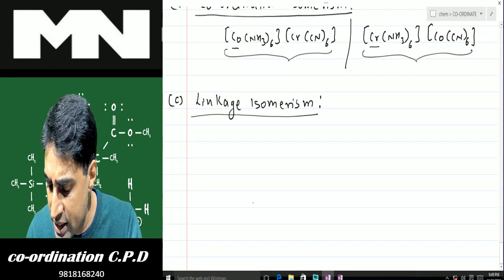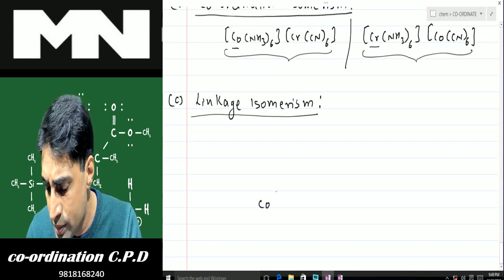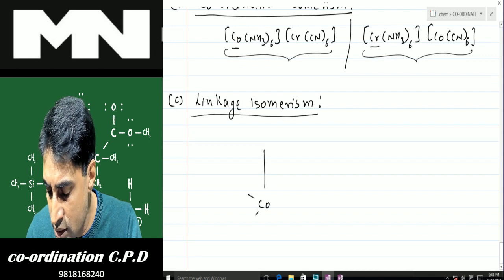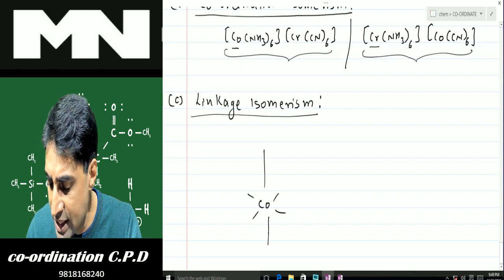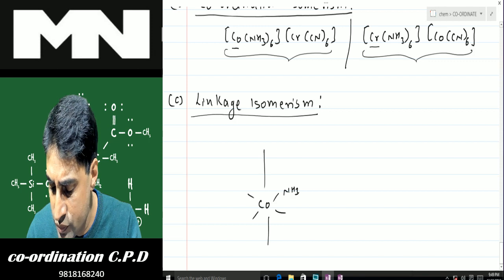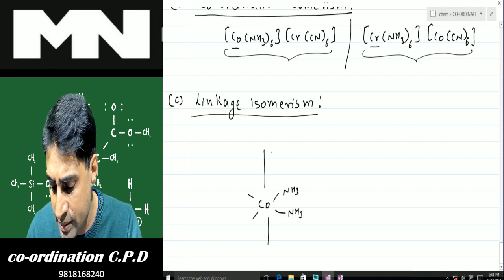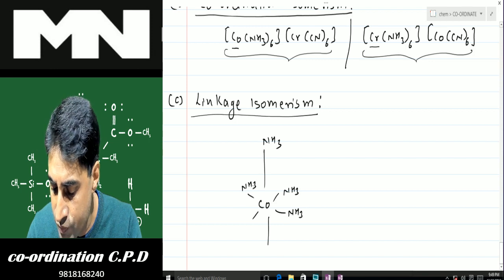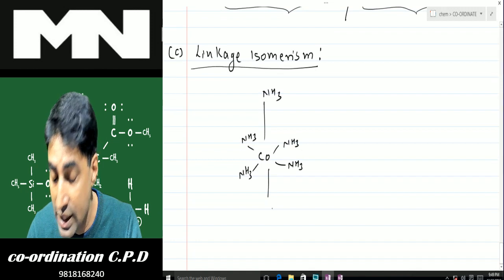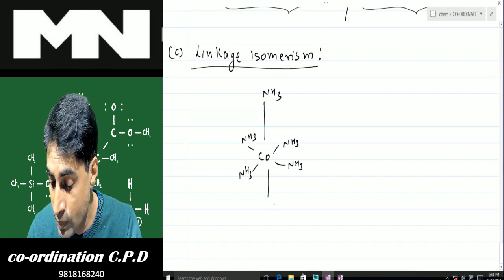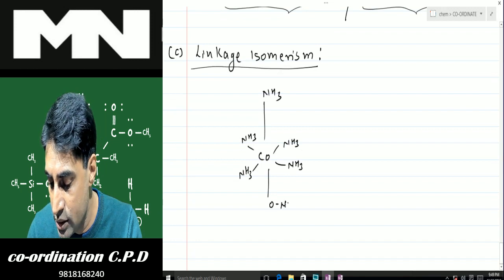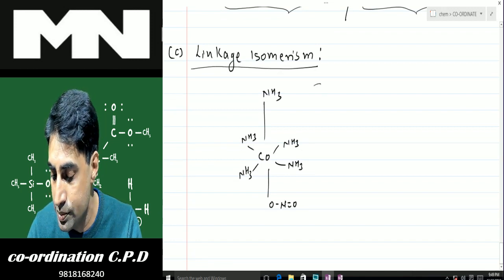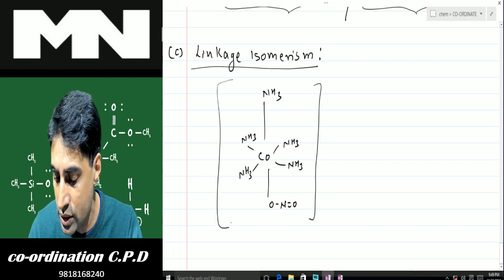Suppose I've got a compound like Co, attached to NH3. Here again you have NH3. Here you have NH3. Here you have NH3. Here again you have NH3. But here you have the nitrite group. So the bonding can be O–N double bond O, the NO2 group. This is the coordination sphere you've got.